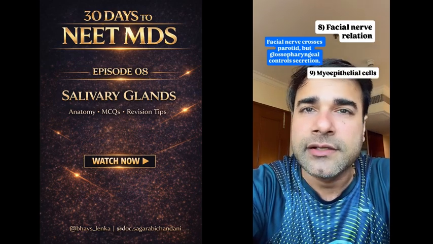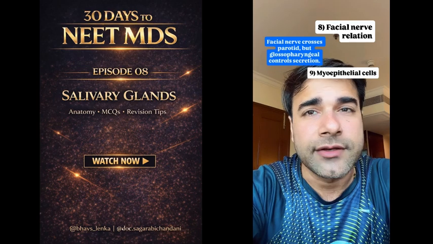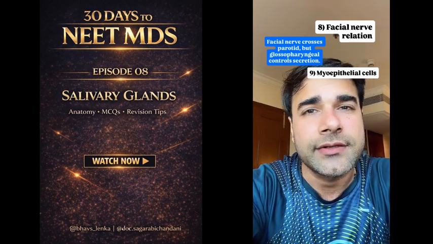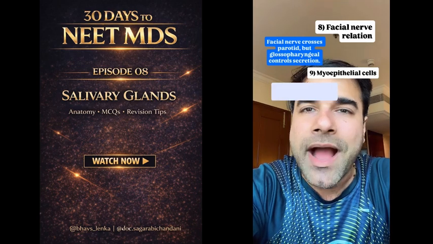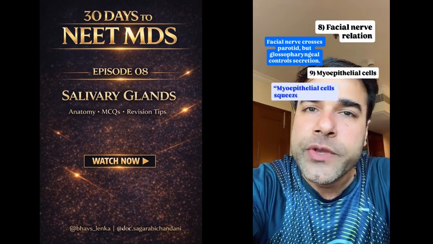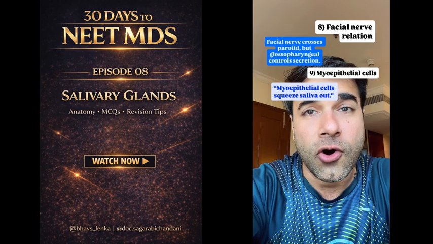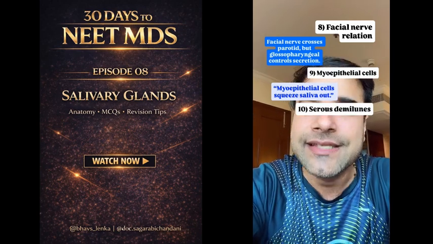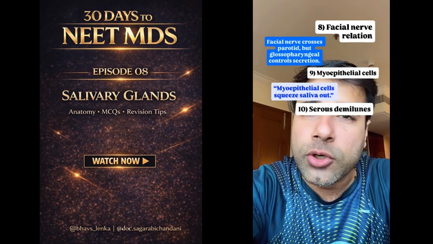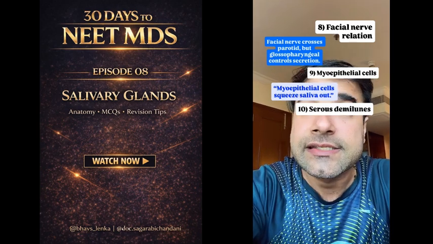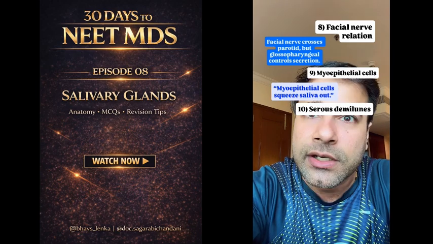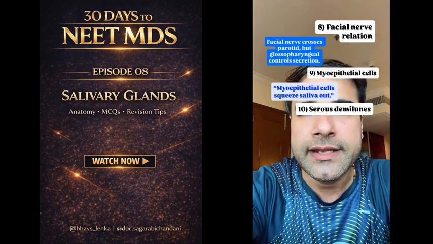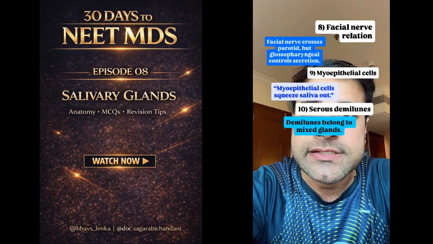Next, myoepithelial cells. These are also tested. Function: helps in expelling the secretion from the acini or the intercalated ducts. Memory: myoepithelial cells squeeze the saliva out, or they are the milkmen of salivary glands. Next, serous demilunes, a high yield histology trap, seen classically in submandibular and sublingual glands, not in pure parotids. Memory: demilunes belong to the mixed glands.